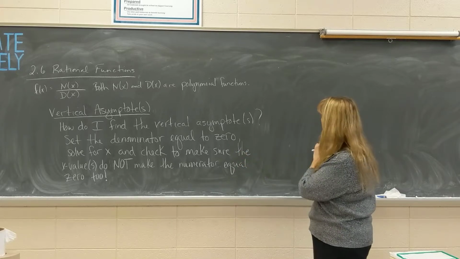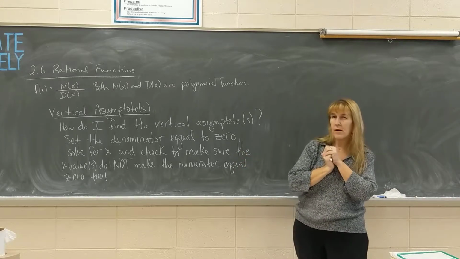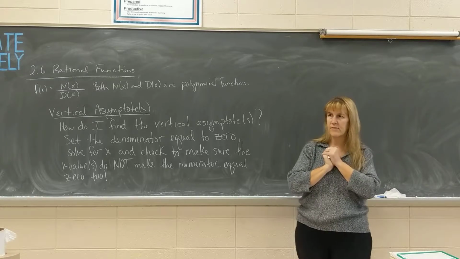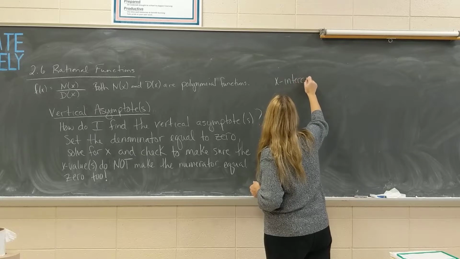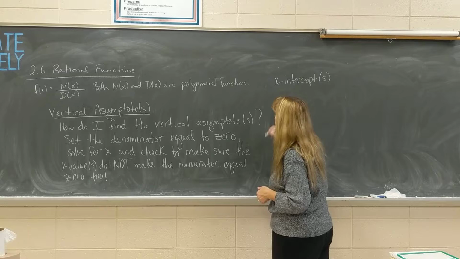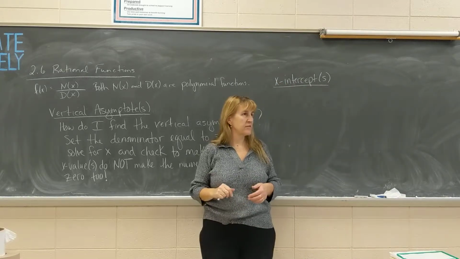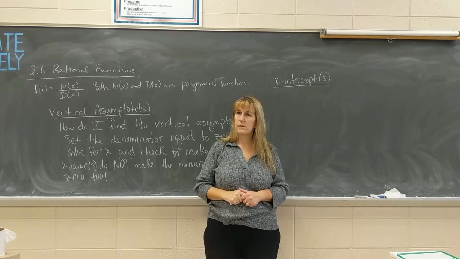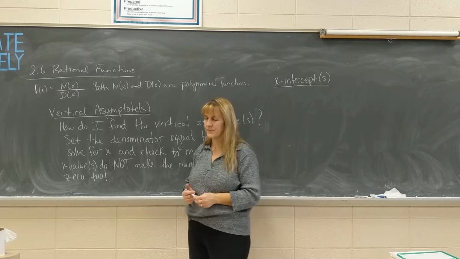That's it for vertical asymptotes. So the next thing I want to do with you are the x-intercepts. Again, possible, more than one. Have you ever seen a function cross the x-axis more than once? Sure, polynomial functions go crazy over that x-axis, right? Tons of different roots.